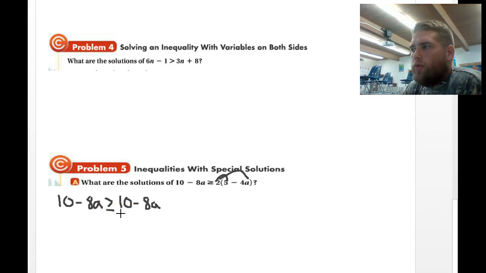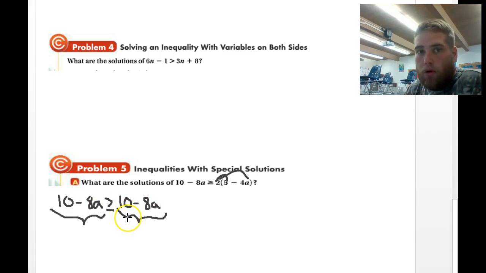What in the world do we notice here? Okay, I notice that 10 minus 8a and 10 minus 8a, well, are those the same? Absolutely they are. Okay, so is it true that 10 minus 8a is greater than or equal to 10 minus 8a? Well, yes, it's true because I have the equal part. If I did not have the equal part, then it would not be true. But since they're equal, remember, if we have the same thing on both sides and they're equal, we have infinitely many. Infinitely many.